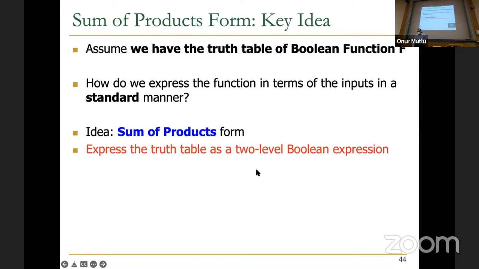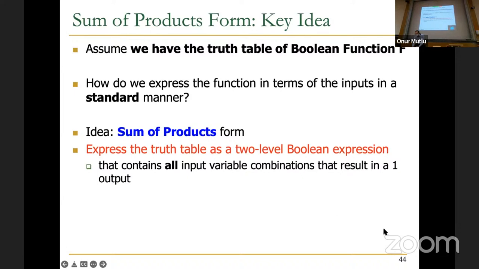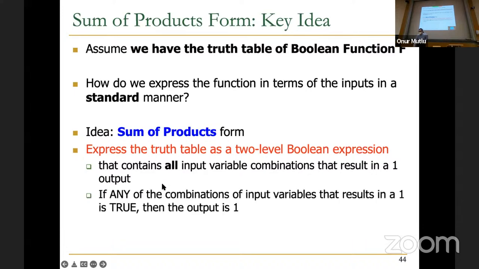There are two forms like this. You express the truth table as a two-level Boolean expression, basically. And you will see what this is. That contains all input variable combinations that result in a one output. One is true, zero is false. That's what I'm going to assume.